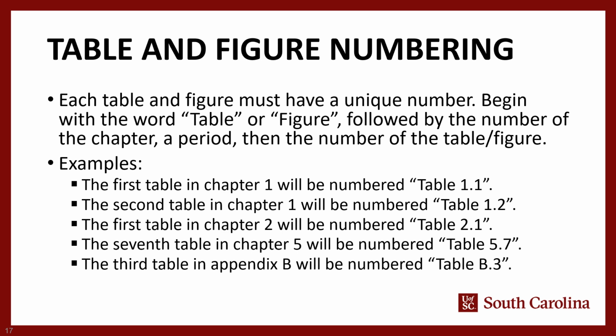The first table in chapter 1 should be numbered table 1.1. The second table in chapter 1 should be table 1.2. When you reach chapter 2, the first table in that chapter should be table 2.1, followed by table 2.2, and so on. By following this convention, every table in the document will have a unique number. The same convention applies to figures, but you will use the word figure instead of table when numbering figures.